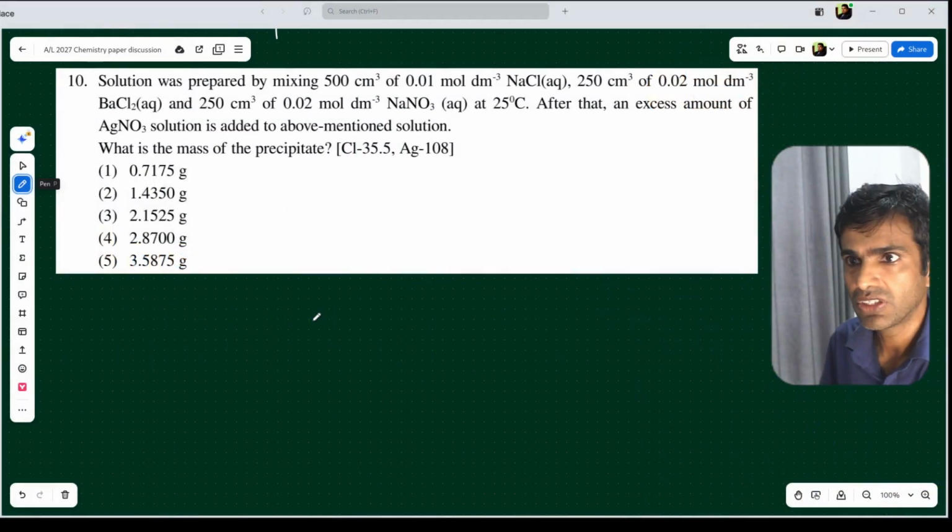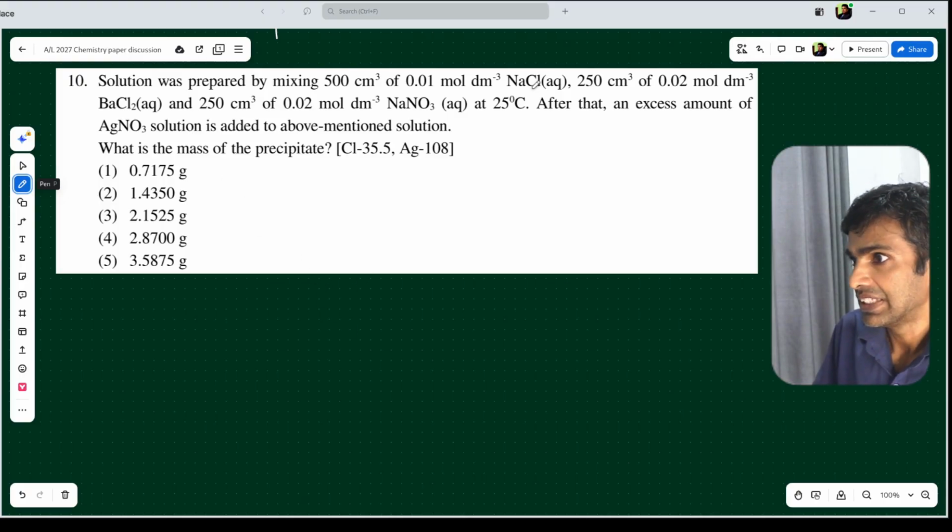The 10th question of the model paper. A solution was prepared by mixing 3 solutions: a sodium chloride solution, a barium chloride solution, and a sodium nitrate solution. After that, an excess amount of silver nitrate solution is added. We need to calculate the mass of the precipitate. So let's analyze this question.